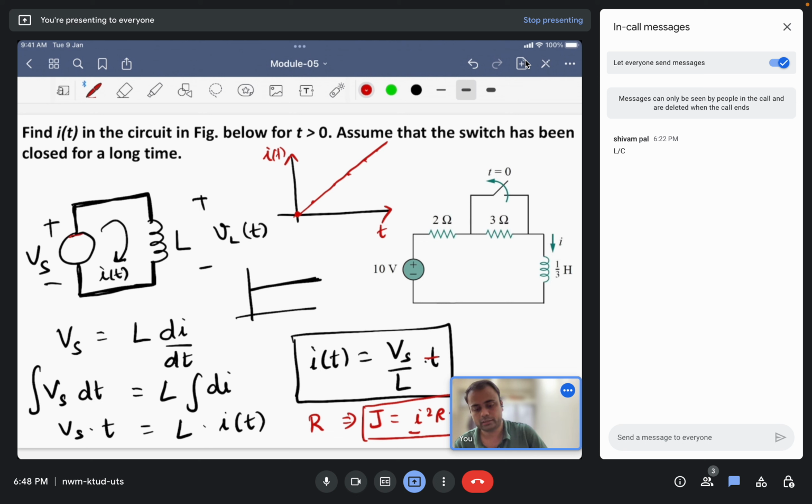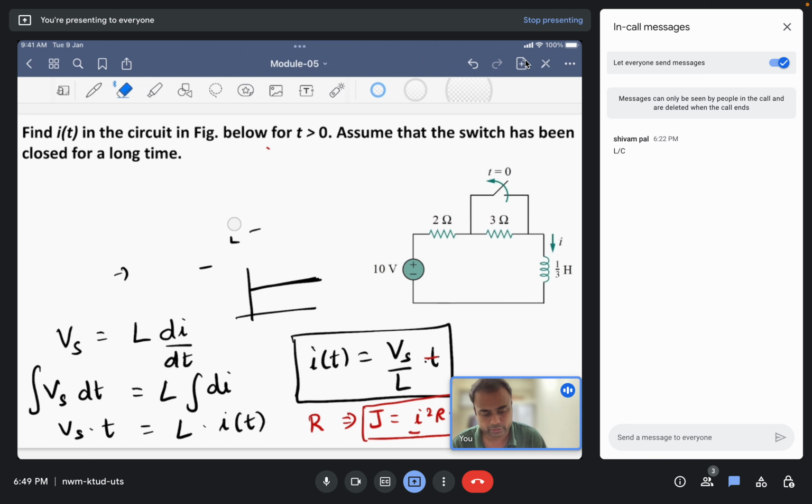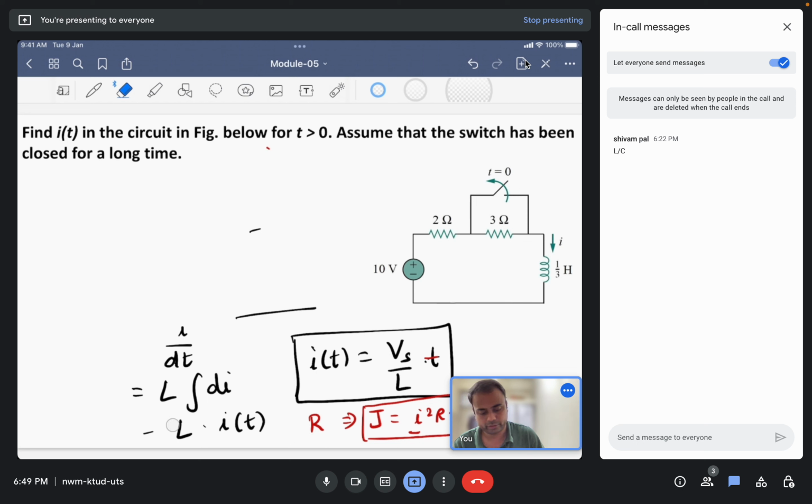Always we have to connect a resistor so that we can limit the amount of current flowing through the inductor. Okay, so let us now move to the problem. In this problem, we have been given a circuit, and we have to calculate the total current flowing through the circuit as a function of time.